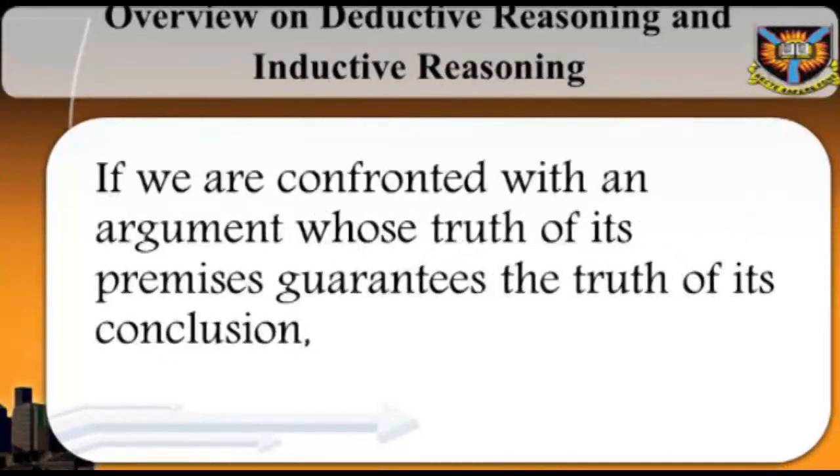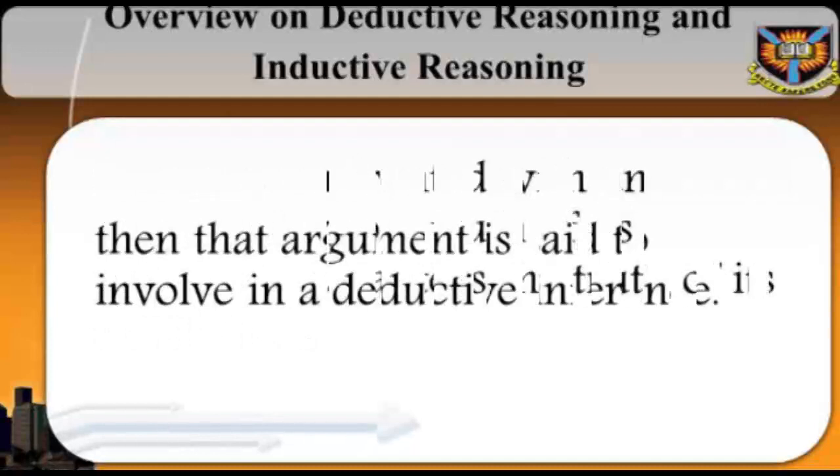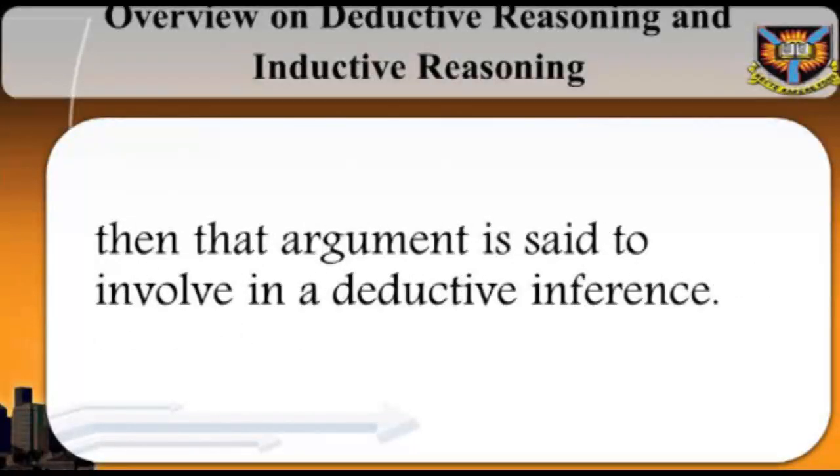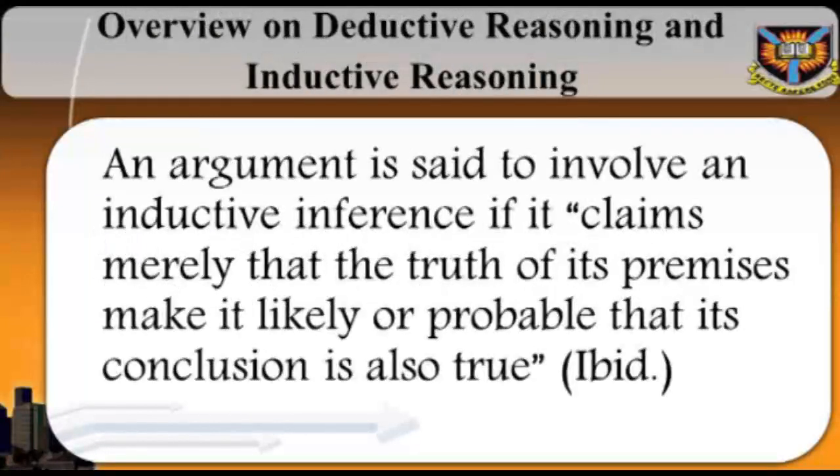If we are confronted with an argument whose premises' truth guarantees the truth of its conclusion, then that argument is said to involve a deductive inference. In other words, a deductive inference succeeds only if its premises provide such absolute and complete support for its conclusion that it would be utterly inconsistent to suppose that the premises are true but the conclusion false. Of 2012, page 22.